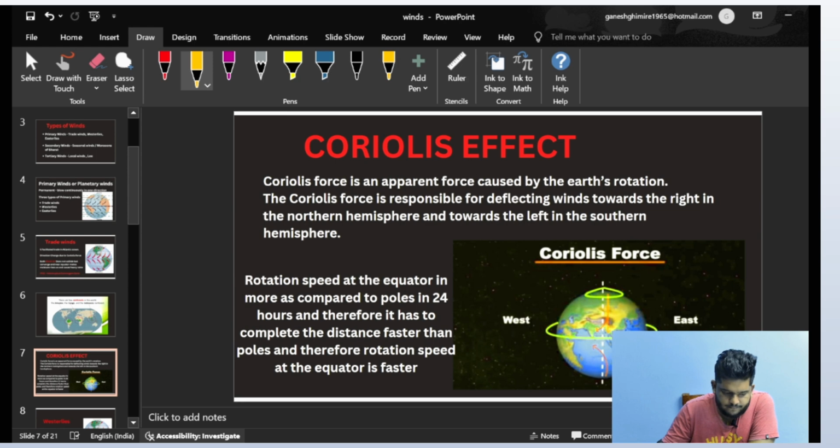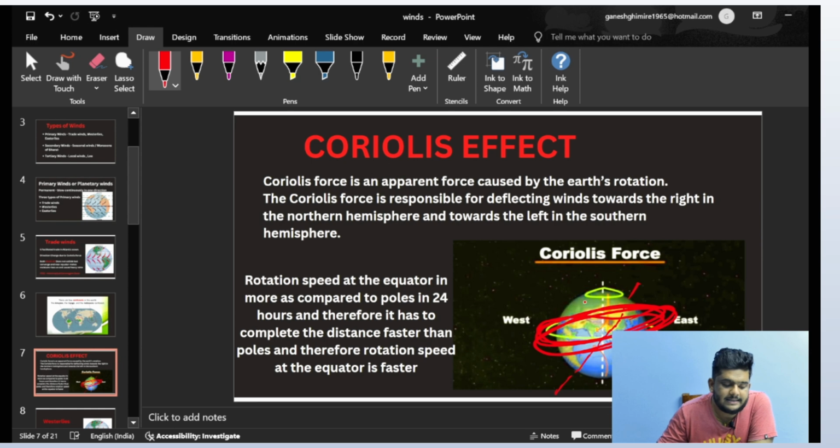Earth moves in this direction, right? Earth is tilted, and in the tilted axis it rotates. Now, why is this Coriolis force occurring? It is because the distance at the equator is much larger than the distance at the poles. The distance at the pole is much smaller than the distance at the equator. That is the reason why Coriolis force occurs.